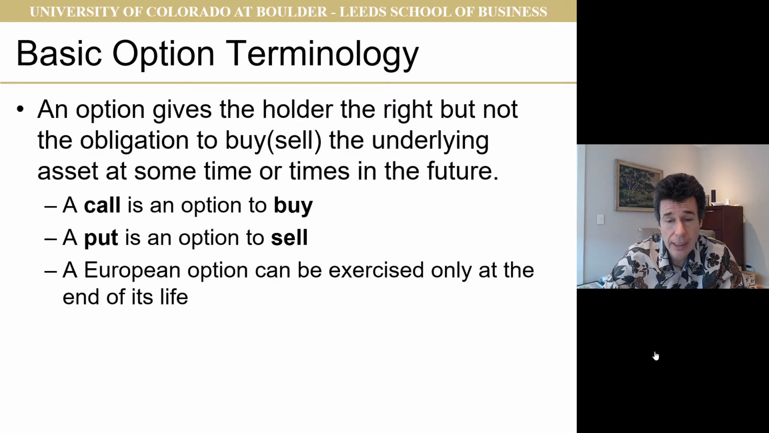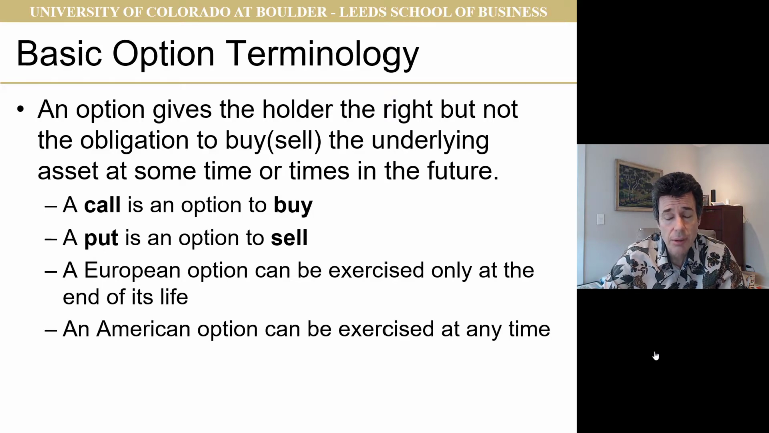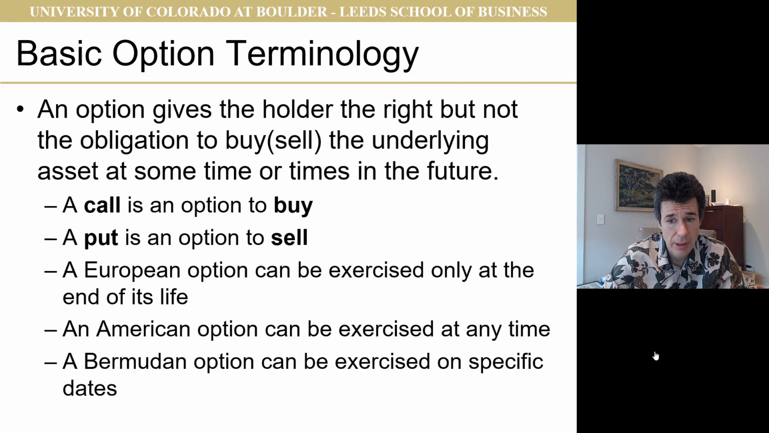A European option can be exercised only at the end of its life, whereas an American option can be exercised at any time. In some markets, we'll see something called a Bermudan option, which can be exercised on specific dates. And Bermudan options are pretty common in the interest rate world, so we won't see a lot of that. Again, when we're thinking about options, the easiest set of options to think about are equity options, options on stocks or indices.